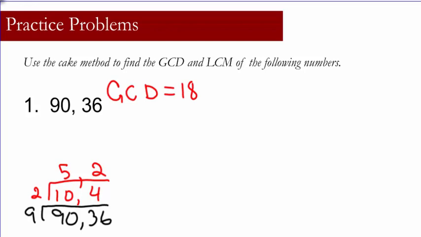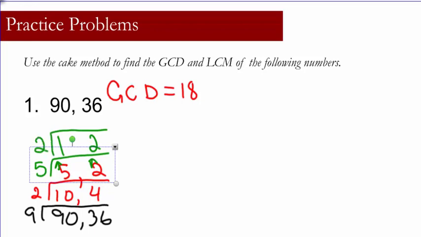Next, I want to get 1s at the top of my cake here, so I'm going to divide out the numbers that are left here. So 5 divided by 5 is 1. Doesn't go into 2, so I bring the 2 up. And then I'm going to divide by 2 and bring up my 1. 2 goes into 2 one time.